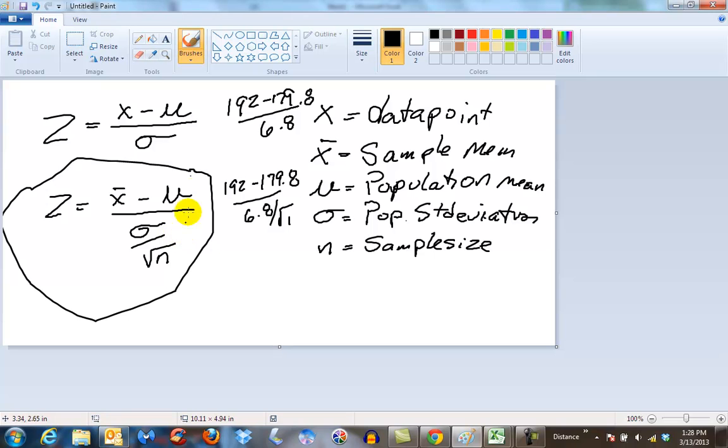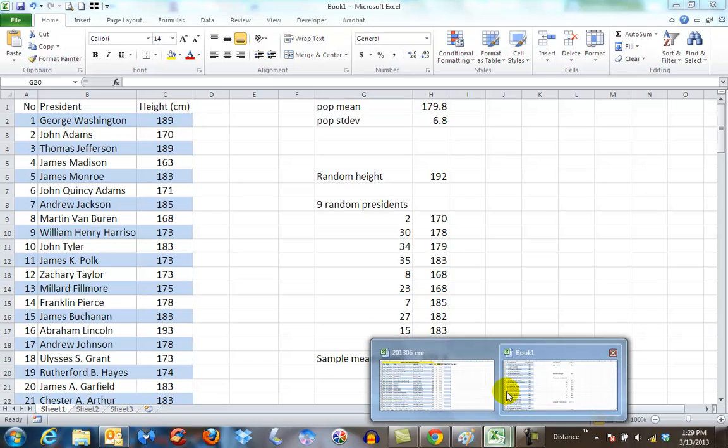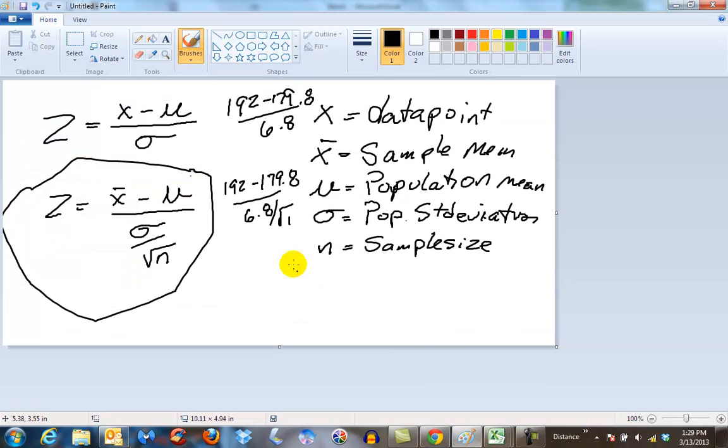So what we're doing here is, we know that the averages of those averages will tend to come towards the mean. So if I took 1,000 averages of 9 values, and I put them in there, my average of those averages would come close to this value here. In my one sample I have an average of 177.3. So notice that my single score was 192, but when I took 9 values, I had 177.3.